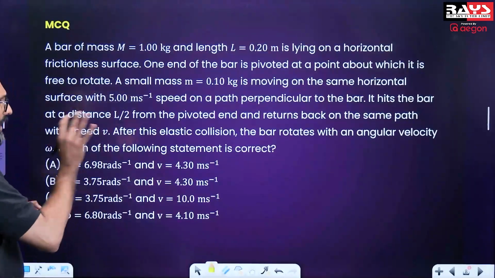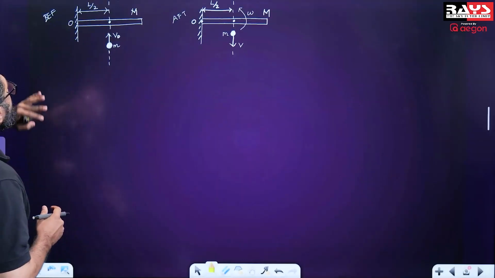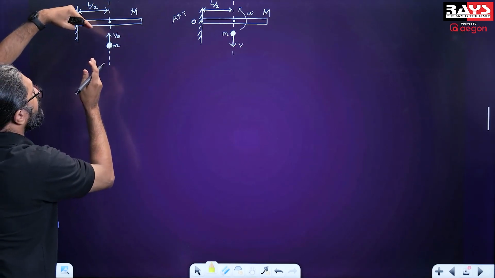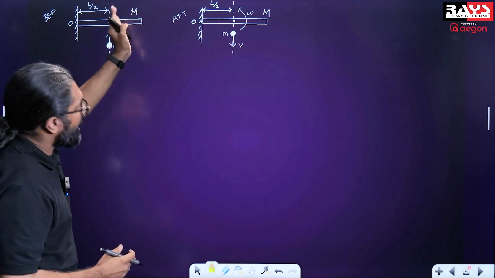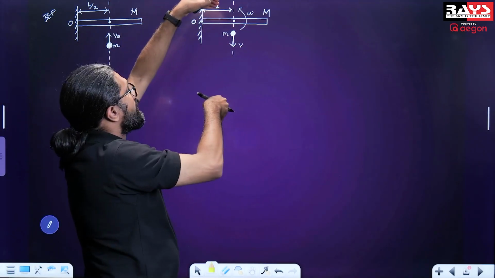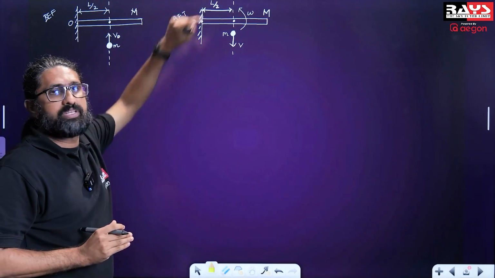Now, we look at what happens before and after the collision using this figure here. So this is what we have. The particle of mass small m is traveling with velocity v0. It is approaching the rod, and the rod at that instant is stationary. After the collision, the particle returns back on the same path, and the rod starts rotating with an angular velocity omega about this point here, this pivot here.